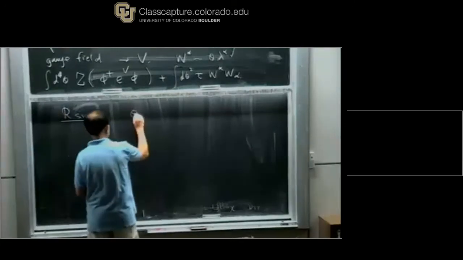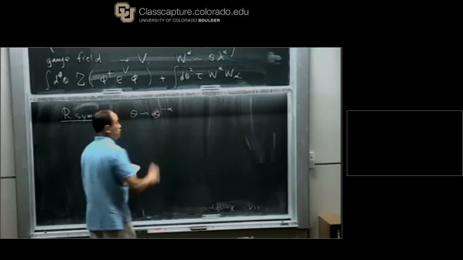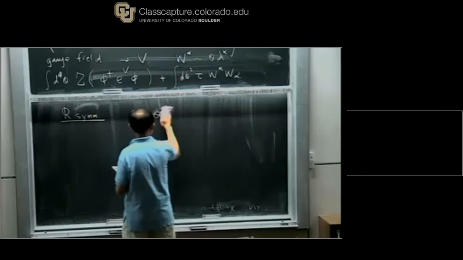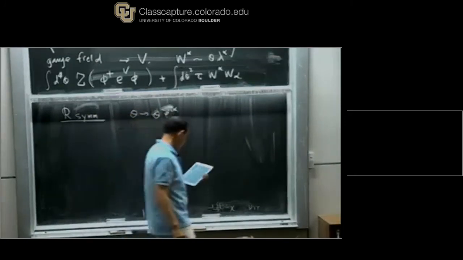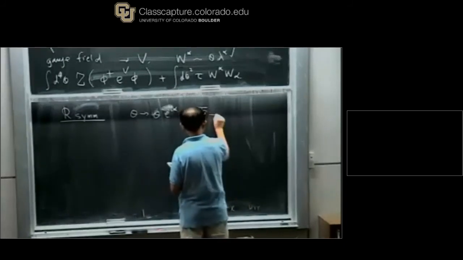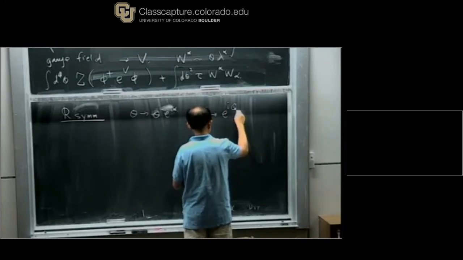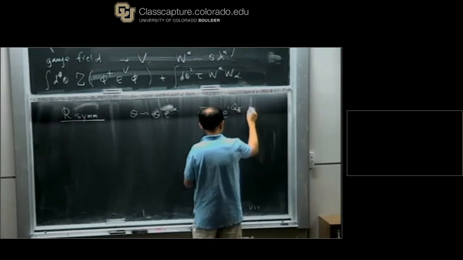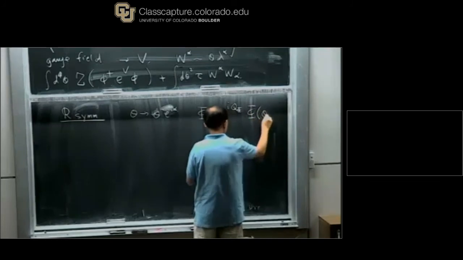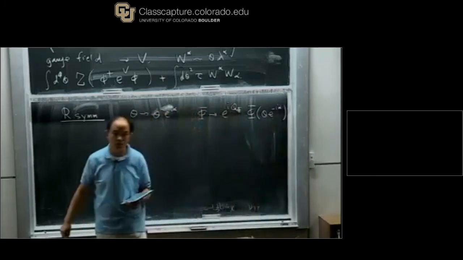R symmetry is the symmetry where you actually rotate the theta angle, not this. In general, a superfield will rotate under that as e to the i q phi, where its argument is also rotated. So that's R symmetry.